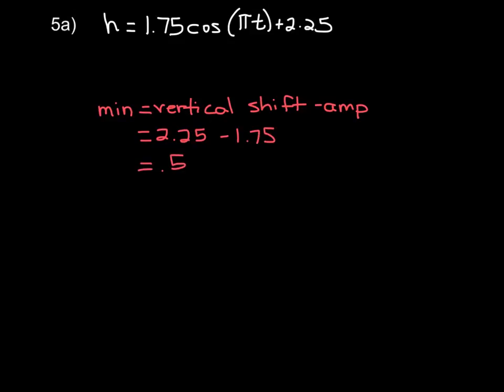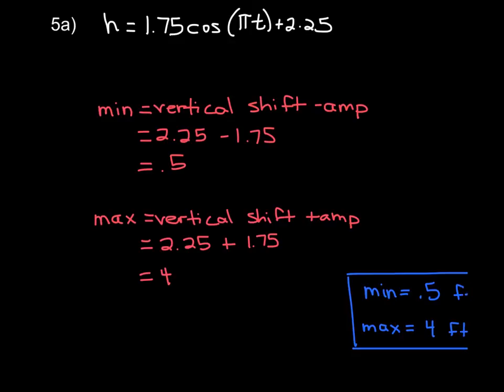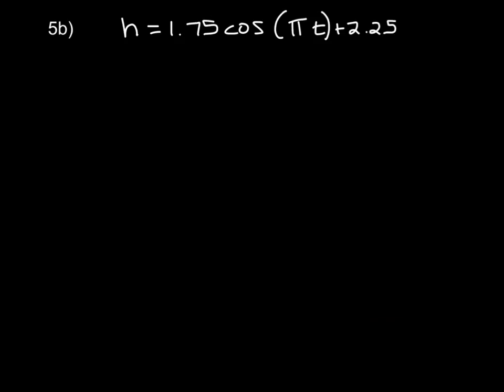Now to find the maximum is just the vertical shift plus the amplitude. So this time we're going to be adding the amplitude to our vertical shift. So when you add these, you wind up getting 4. So again, the minimum is 0.5 feet, and the maximum is 4 feet.